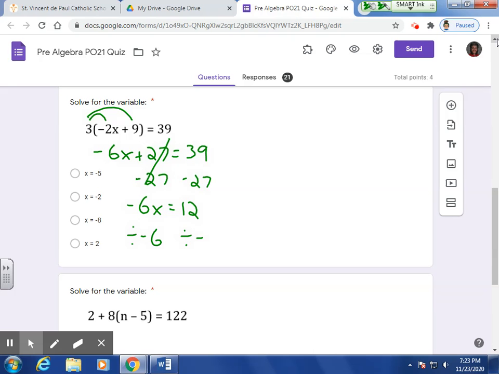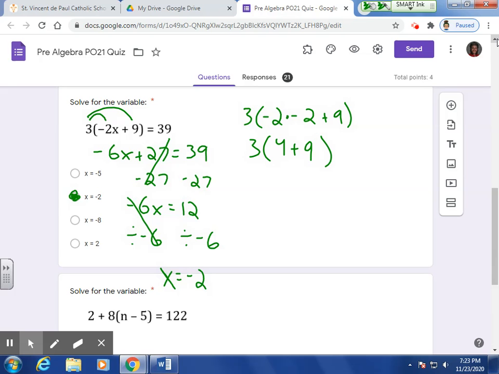Divide both sides by negative 6. Get x by itself. And we get x equals negative 2, the second option there. Okay, plug it back in. 3 times negative 2 times negative 2 plus 9. Essentially, we get 3 times 4 plus 9. Negative 2 times negative 2 is positive 4. 4 plus 9 is 13. And 3 times 13 does equal 39. It checks out.